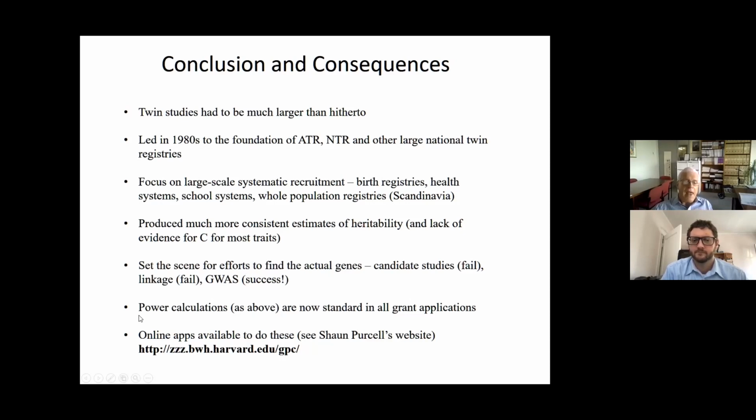Another side effect, which some people curse, is that power calculations as above are now standard in all grant applications if you want to have any hope of getting funded. And rather than wade through our laborious formulas, which Mike Neale, amongst others, has found some small technical faults with, I don't think in principle there's anything wrong with them, but there are just some wrinkles that are interesting. But anyway, it's all been made much easier by this wonderful set of tools that Shaun Purcell has made available on his website, and which I'd recommend to you, particularly if you're writing a grant.